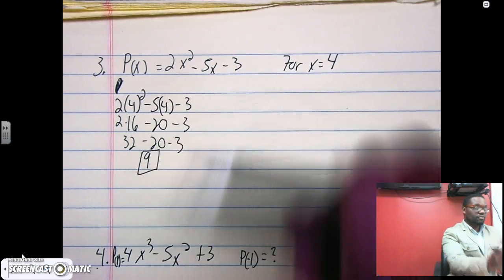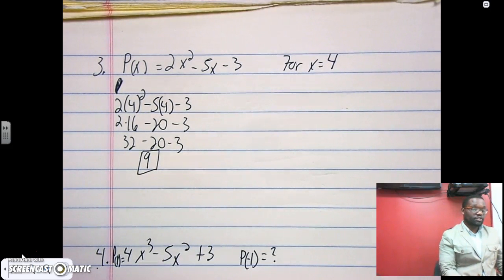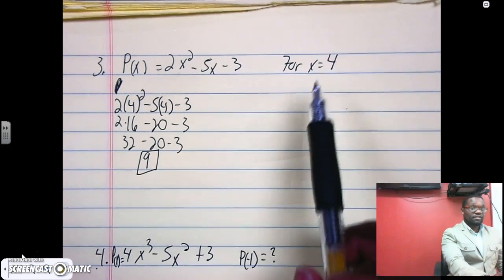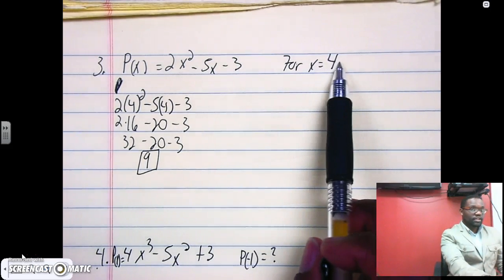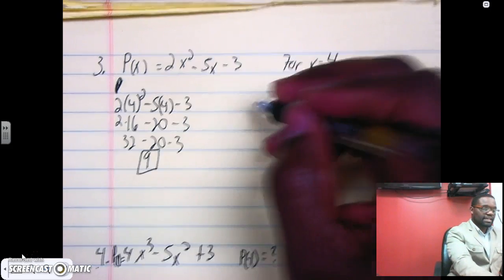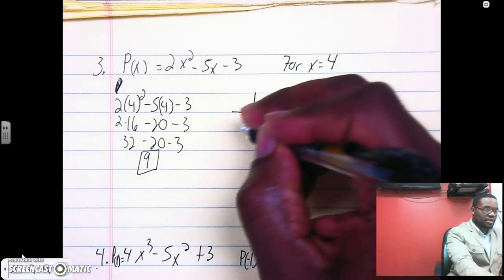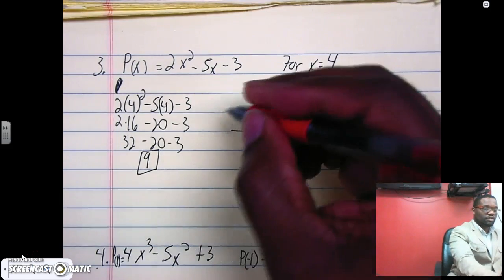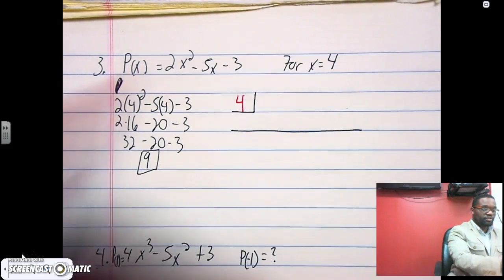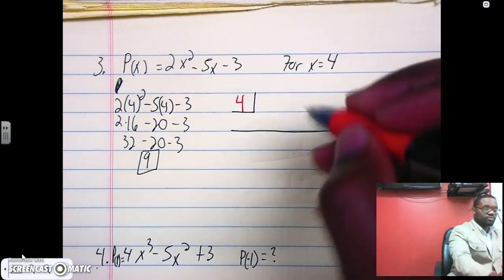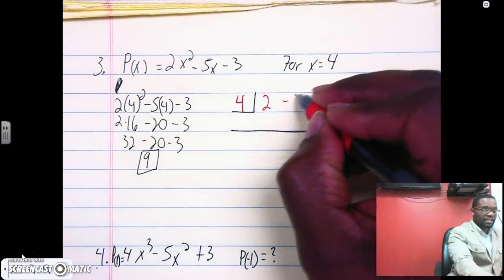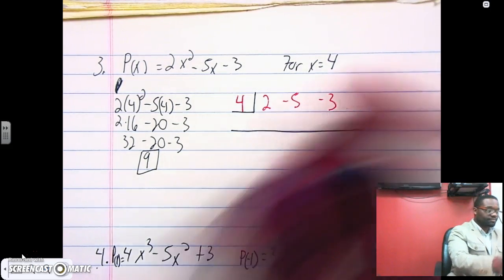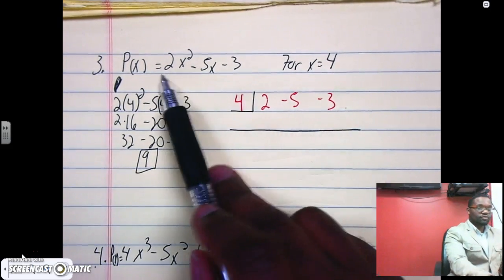Let's see if we'll get the same thing if we do synthetic division. Now remember, if I tell you what to use, then you don't change the sign. As I set this up, I'm going to tell you what to use now for your box. And so I don't put negative 4, I just put 4. And I also put 2, negative 5, and negative 3. These are the coefficients here.